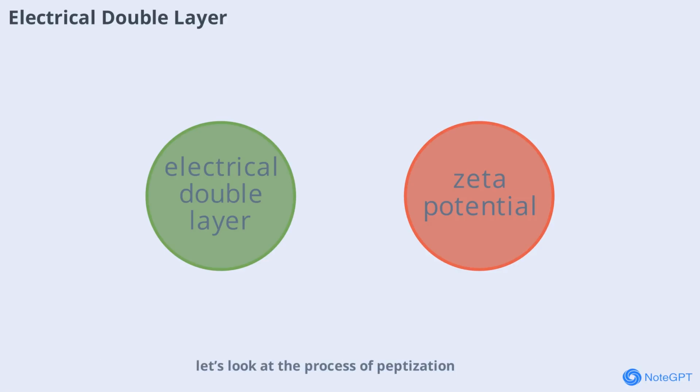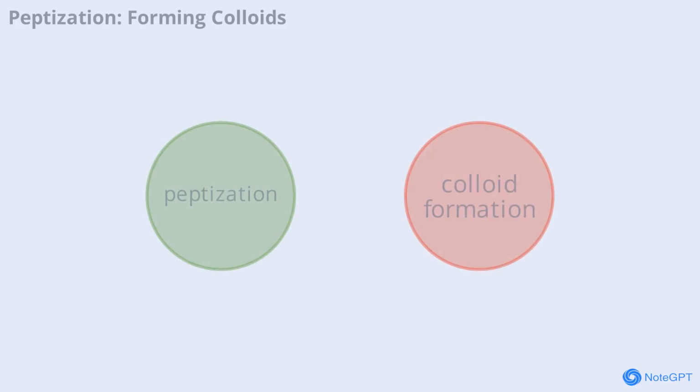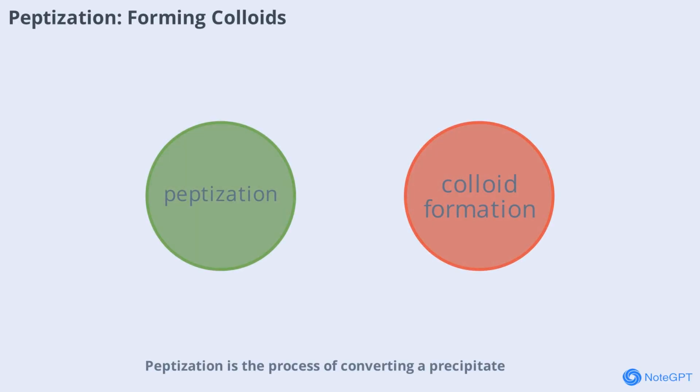Next, let's look at the process of peptization. Peptization is the process of converting a precipitate into a colloidal solution by adding a suitable electrolyte. The electrolyte causes the particles to acquire a charge, which disperses them throughout the medium. Peptization is used in laboratories to prepare colloidal solutions from freshly formed precipitates. This process is important in the manufacture of colloidal products and in analytical chemistry.